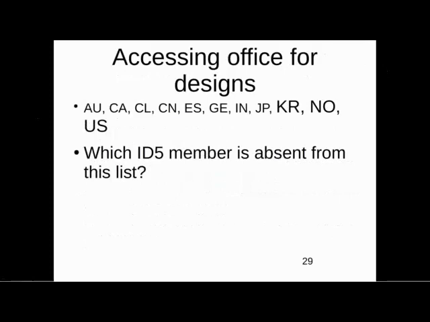Okay, accessing offices for purposes of designs. If you filed a case in the US that might serve as a priority document for purposes of a design filing in a foreign country, which foreign offices are accessing offices? Offices that are willing to receive an electronic certified copy. Well, Australia, Canada, Chile, China, Spain, Georgia, India, Japan, South Korea, Norway, US.